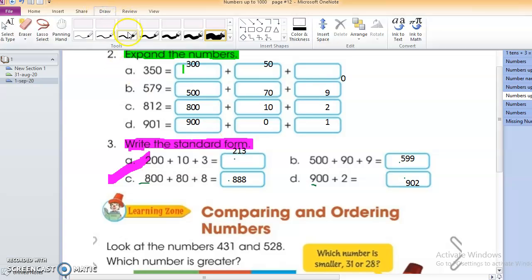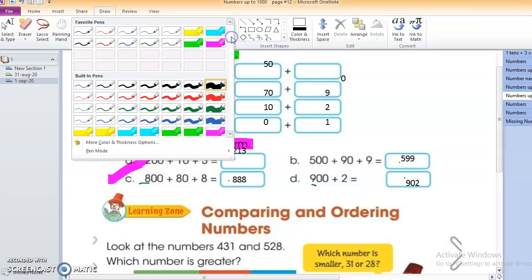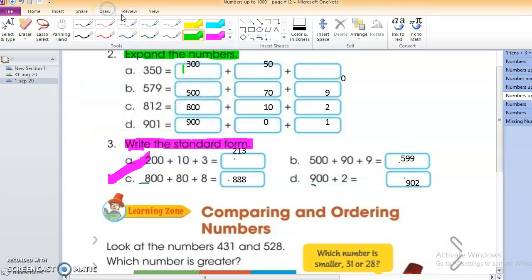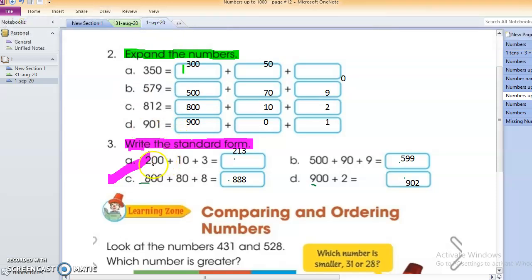I'll take a different color for you. Okay, so for this, you need to take the first number, like this 2, and the first digit from here in the tens place, this and this. So this will be 2, 1 and 3. In this way you can write a standard form.